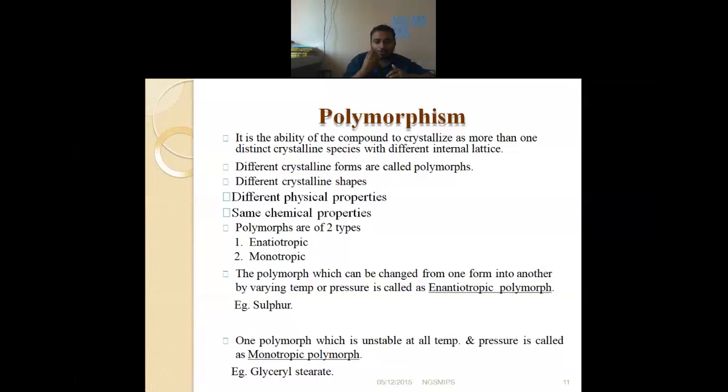A polymorph which is unstable at all temperatures and pressures is called monotropic polymorph. If we change temperature and pressure and the properties change, it is called anisotropic. And if at all temperatures that polymorph is unstable, it can change its properties. It is called monotropic. Example is glycerin.